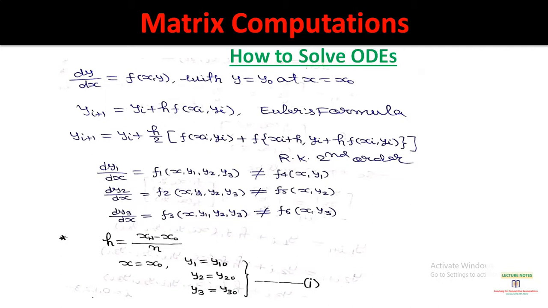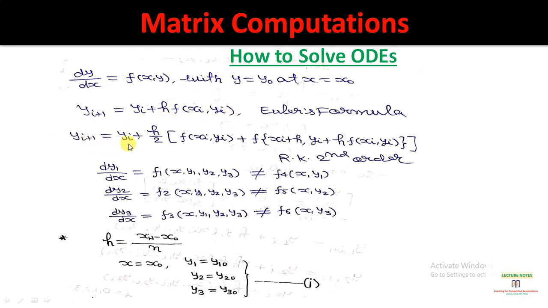Okay. So the first equation is dy/dx = f(x, y) with initial or boundary conditions y = y0 at x = x0. The second equation is the Euler equation: y(i+1) = y(i) + h f(xi, yi). f is a function of xi and yi.